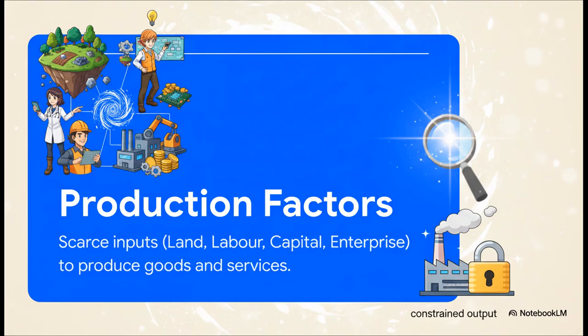So what exactly is scarce? Well, that brings us to the factors of production. These are the scarce inputs we actually use to produce goods and services in any economy. They are categorized into 4 distinct groups: land, labor, capital, and enterprise. Every single economy on Earth, whether incredibly rich or developing, inherently has a limited supply of these 4 resources. And because these inputs are constrained, our total output is constrained too.